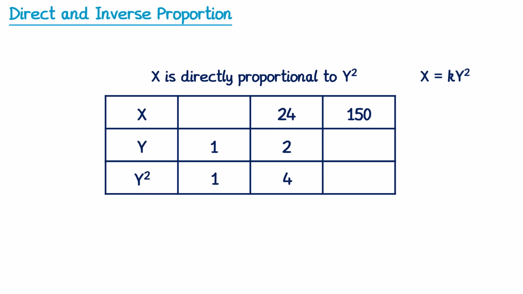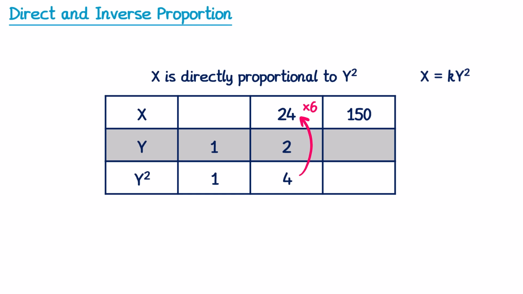Now we do need to complete the row of y values, but since x is proportional to y squared, I'm going to ignore the row for y at the moment. Now I'm going to look for a link between x and y squared. Since they're directly proportional to each other, I must be able to multiply the y squared by something to get the x. Since I've got a pair of values in the middle, I'll look at the 4 and the 24. What do I multiply 4 by to get to 24? Well, that's multiplied by 6. So I must multiply all of the y squared values by 6 to get the x values.